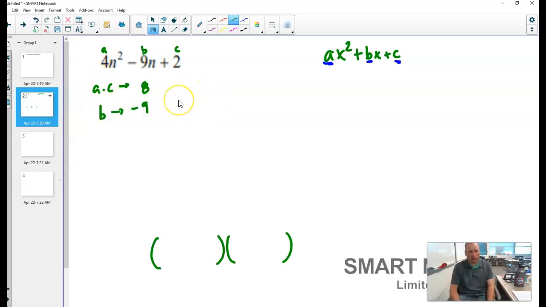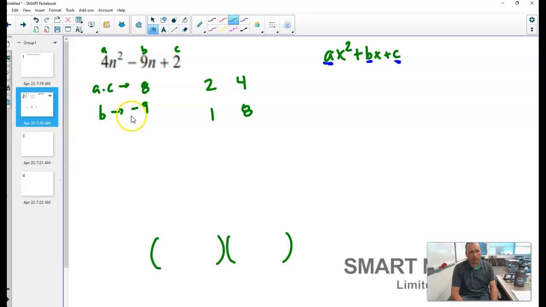I need 2 numbers, and this is probably the hardest bit of this whole thing, is we're going to look for 2 numbers that will multiply to 8 and add to -9. So it always has to multiply to give you what A and C is and add to whatever B is. Okay, so the easiest thing is just to think of multiples of 8. Multiples of 8, 2 and 4, or the only other option would be 1 and 8.